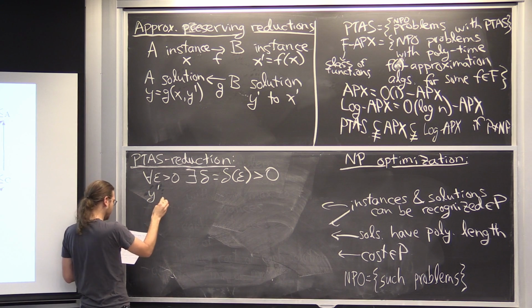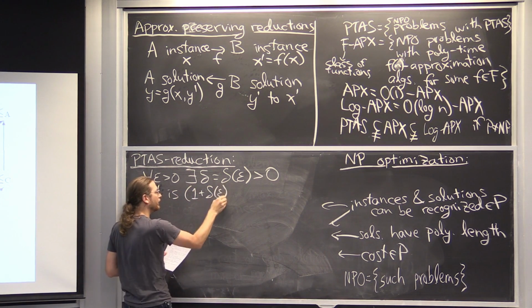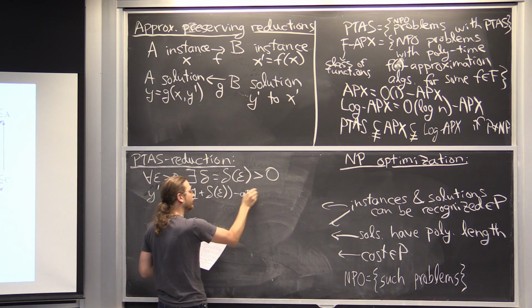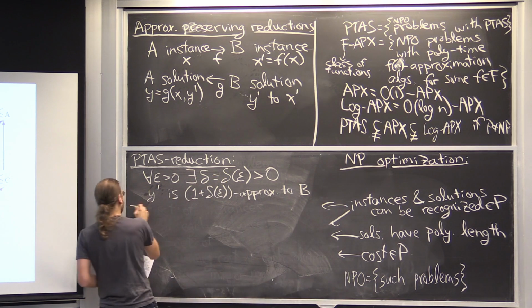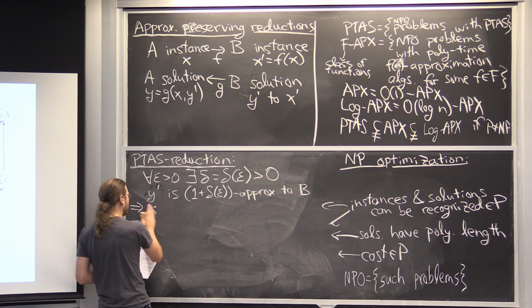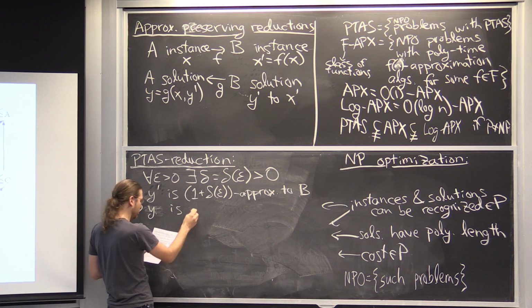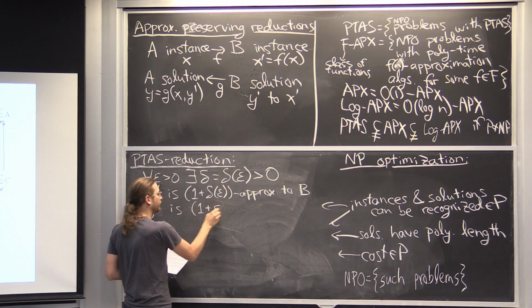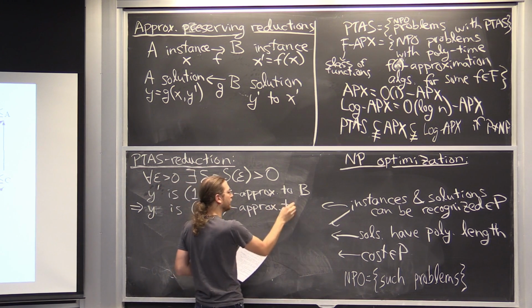If Y prime is a 1 plus delta approximation to B, then Y is a 1 plus epsilon approximation to A.